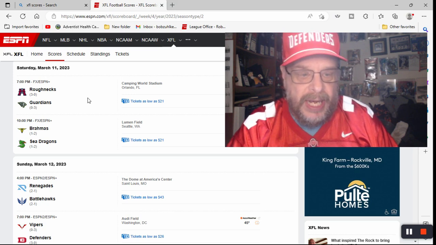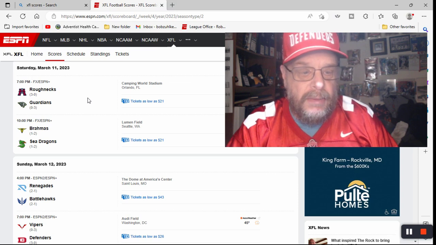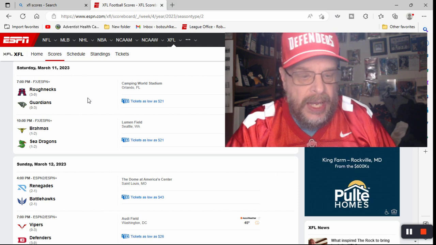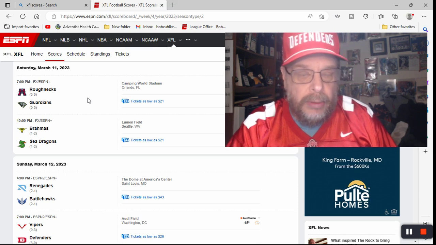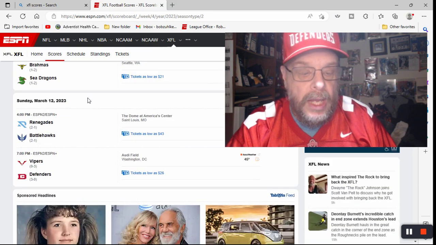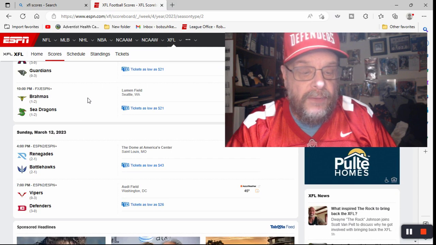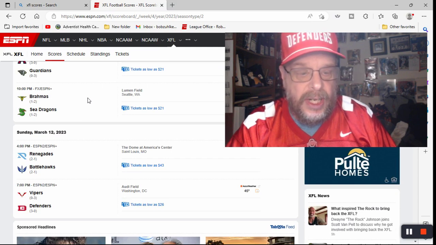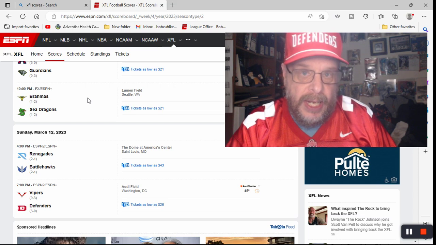I'm taking the Roughnecks. The next game is a 10 p.m. game because it is in Seattle. And that's going to be the Brahmas visiting the Sea Dragons. And I'm going to go with the Sea Dragons in that one. And then you have the 4 p.m. game on Sunday. The two games on Sunday, Sunday, March 12th. That will be the Renegades visiting the Battlehawks. And in that one, I'm going with the Battlehawks.